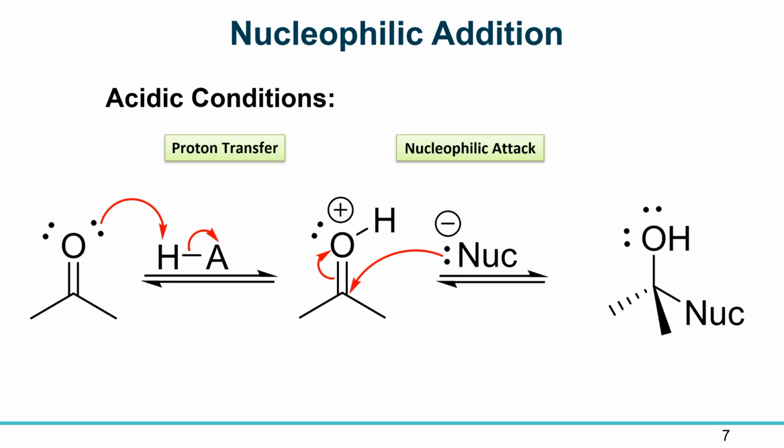In the next step, nucleophilic attack occurs at the carbonyl carbon, which we can show by having the arrow start at the lone pair of the nucleophile and ending on the carbonyl carbon. The pi electrons then move up to form a new lone pair on the carbonyl oxygen, eliminating the formal positive charge on that oxygen and giving the addition product, an alcohol bearing the nucleophile on the same carbon.